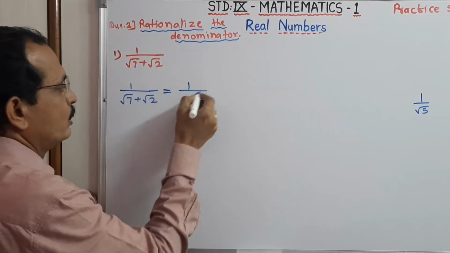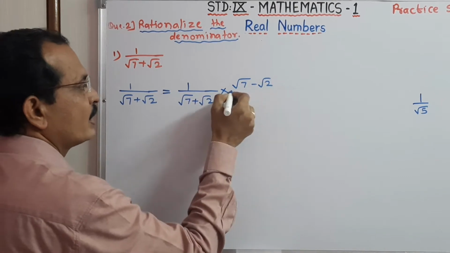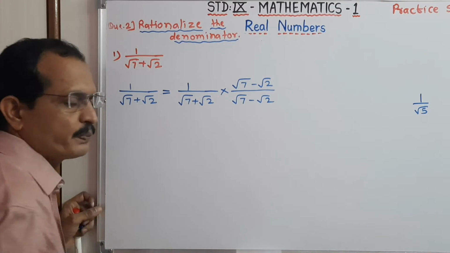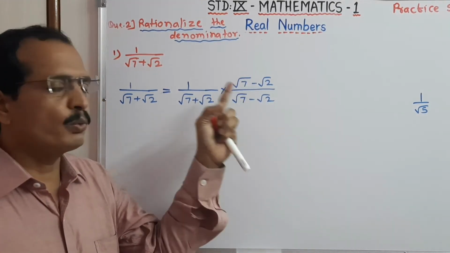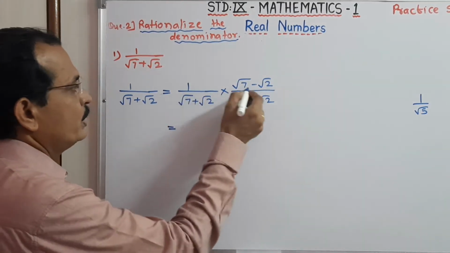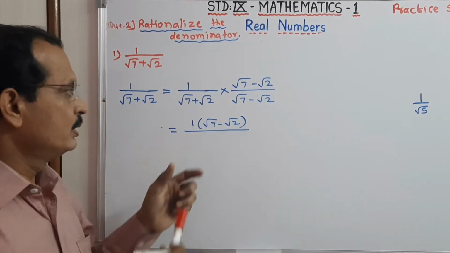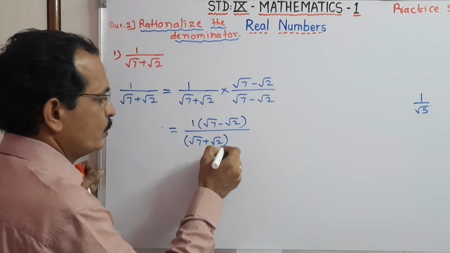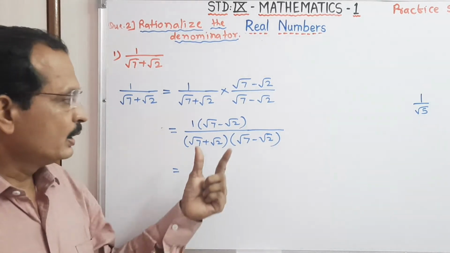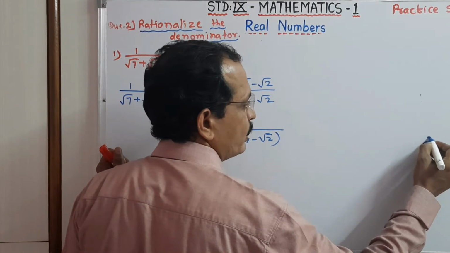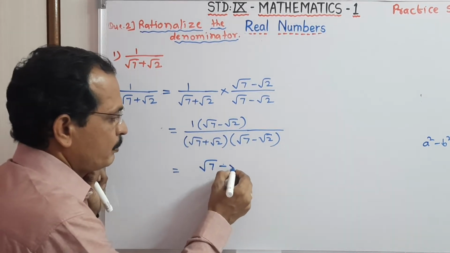we write here 1 upon root 7 plus root 2 multiplied with root 7 minus root 2, and here it is divided by root 7 minus root 2. Now see here, we find out the conjugate pair of this. It is minus, and by that conjugate pair we have to multiply and divide. Now see here, 1 into root 7 minus root 2. And I have already explained to you, here we have root 7 plus root 2 into root 7 minus root 2. Here we have to apply the expansion formula, as I have already explained to you, a square minus b square. This multiplied with 1, therefore it is, as it is, root 7 minus root 2.